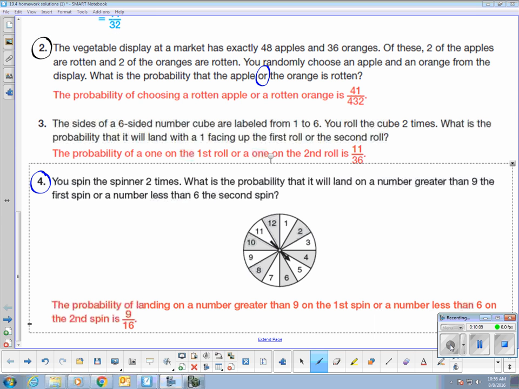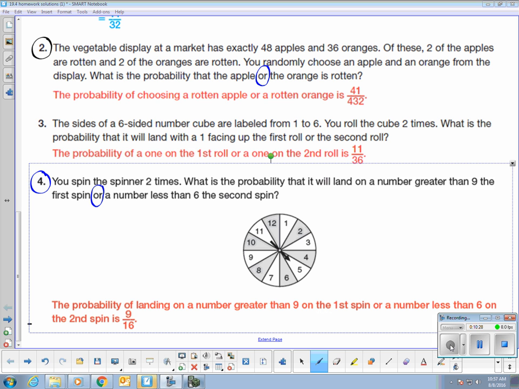Number 4, the spinner is spun twice. What's the probability that it will land on a number greater than 9 on the first spin, or a number less than 6 on the second spin? So we're going to use our probability rule for OR.